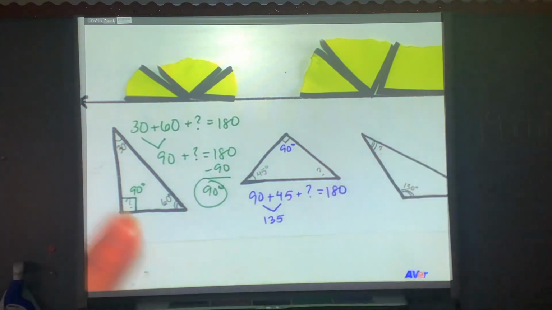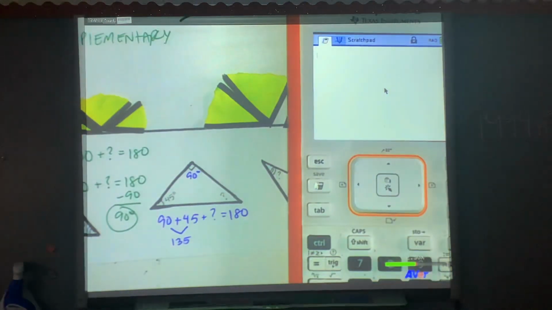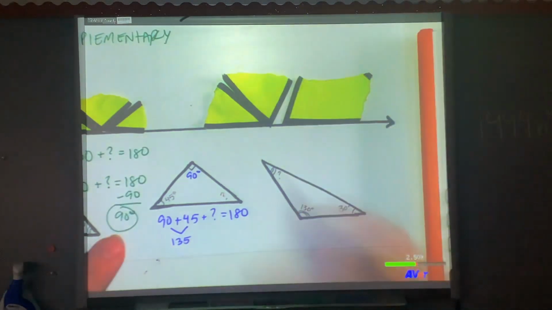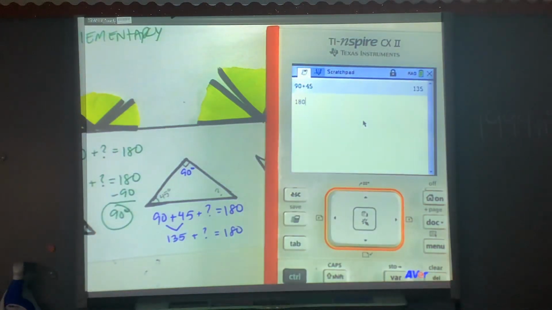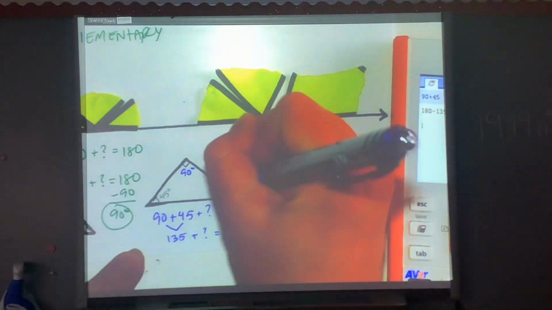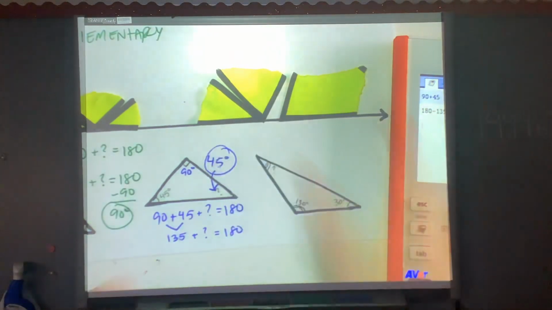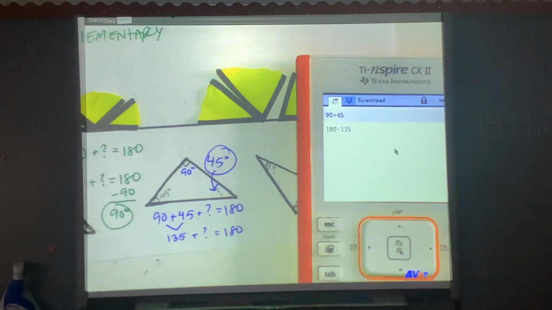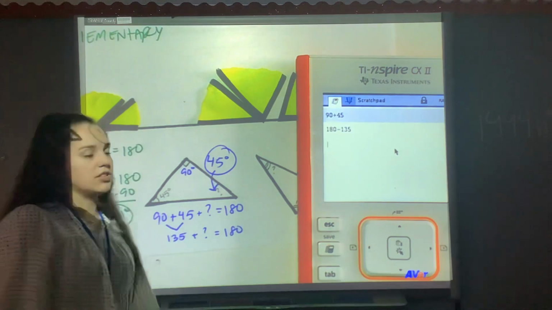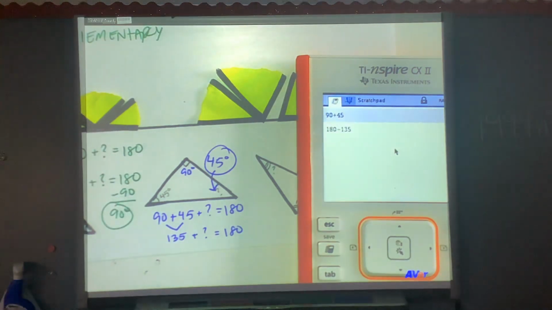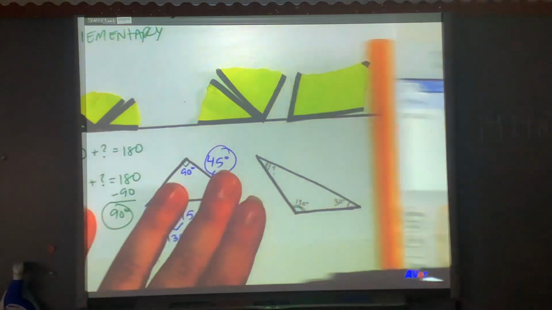is it 135? You know what, let's just go ahead and be a good model, Miss Garza, and check just to make sure. 90 plus 45, yep, 135. So if 135 plus some random number is supposed to equal 180, I can take 180 and subtract 135. And I get 45. That means this missing angle right here was supposed to be 45 degrees. If you figure out a faster route to get to this answer, go for it. Okay? There's a lot of different ways to do this, but basically what you need to know is that all three of these are supposed to equal up to 180 degrees.